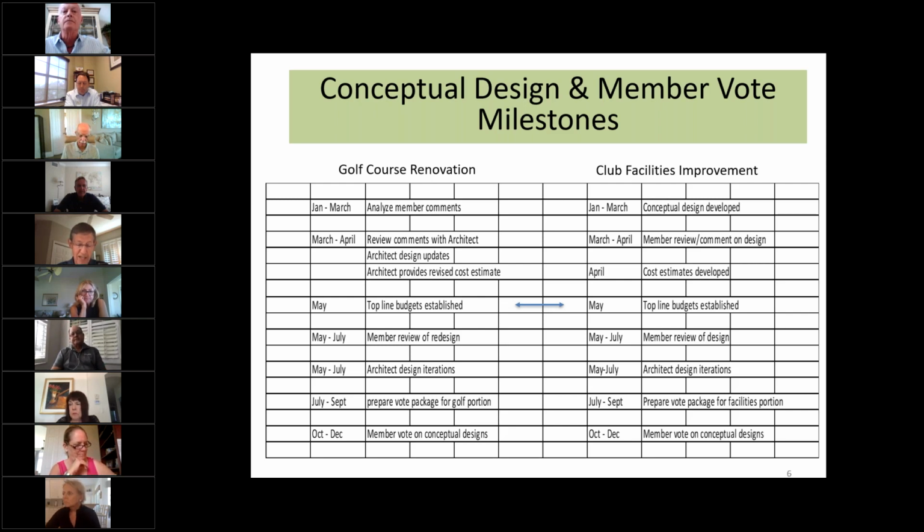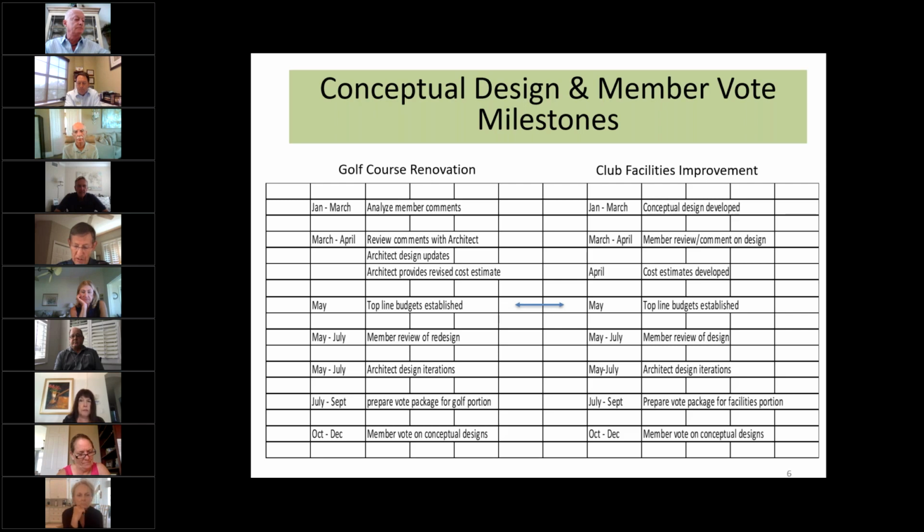But that's what they're doing now, analyzing comments. And if you have a comment, you should provide it to Tom. If you don't, then you're just complaining if you haven't provided it to Tom or Gail. If you want to see something done about it, you got to mention it to them. In March and April, they'll review the comments again with the architect. The architect will give a design update and provide us with a more accurate cost estimate.